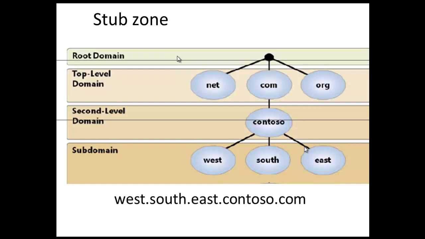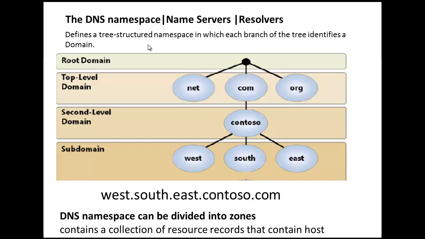DNS consists of three sections or three parts. Basically, you have the DNS namespace, you have name servers, and you have resolvers. DNS is defined as a tree-structured namespace in which each branch of the tree identifies a domain. In the example that we see here, we have at the top a root domain, which is a dot, which we don't actually write in the DNS address.